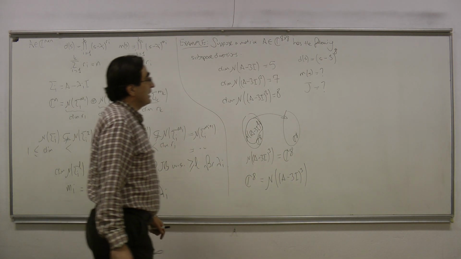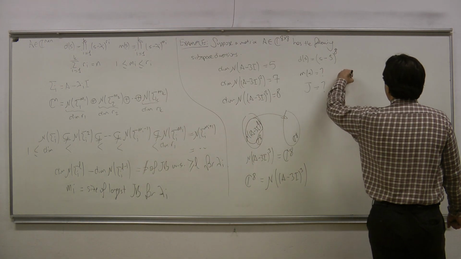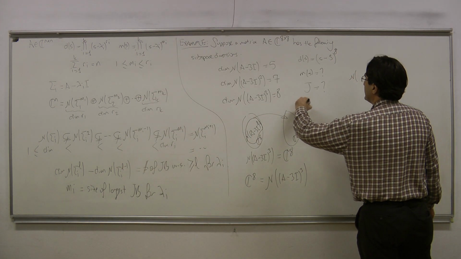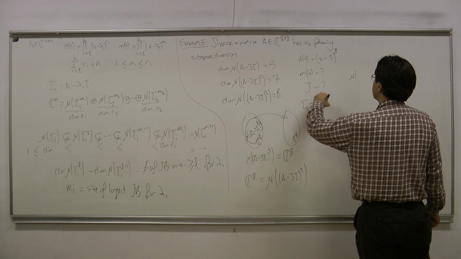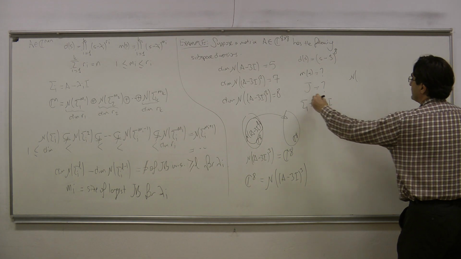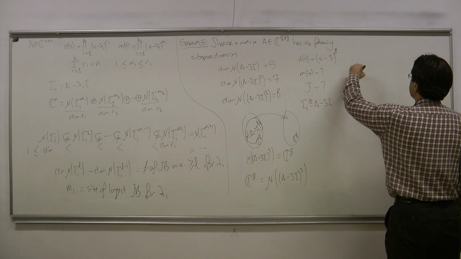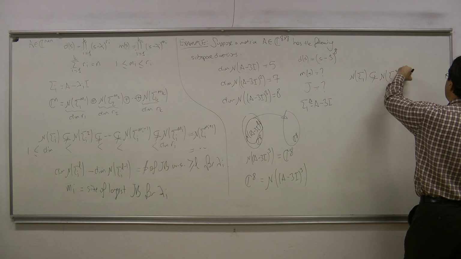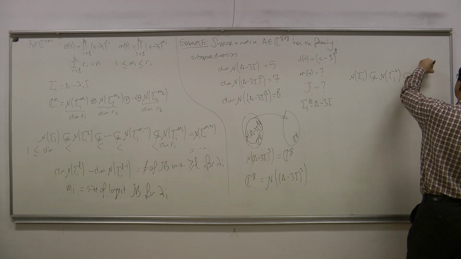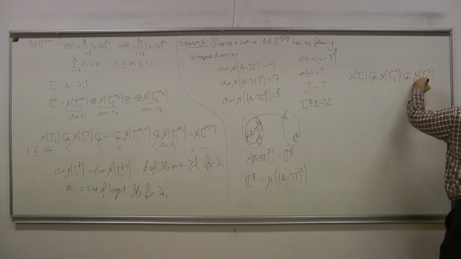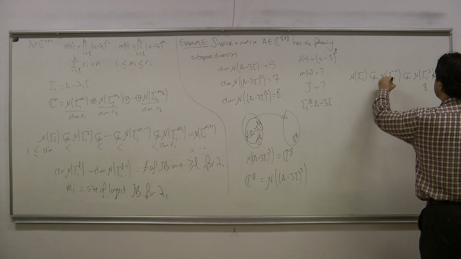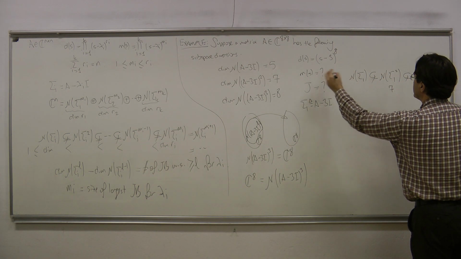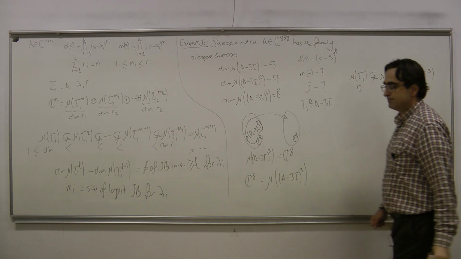So here let us look at these null spaces. I'm defining here sigma 1 as A minus 3 identity, and this is going to give me the null space of sigma 1, the null space of sigma 1 square, and the null space of sigma 1 cube. Okay? And this has dimension 8, this has dimension 7, and this has dimension 5. Okay?